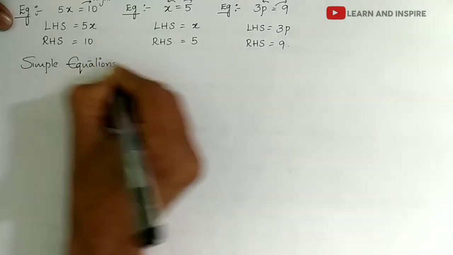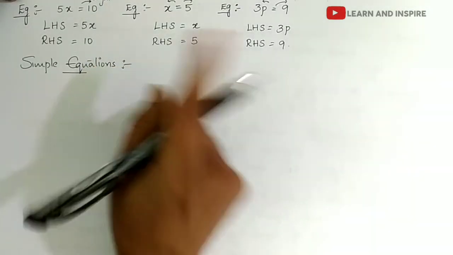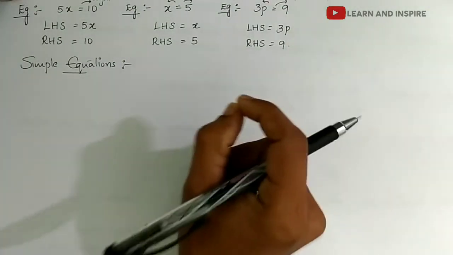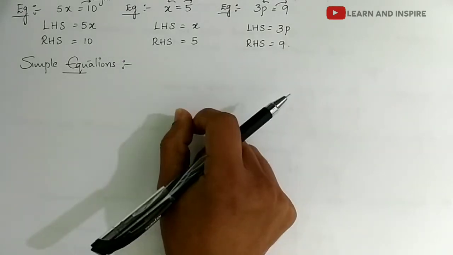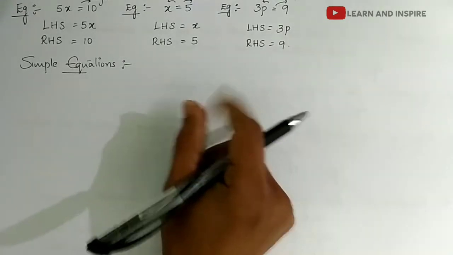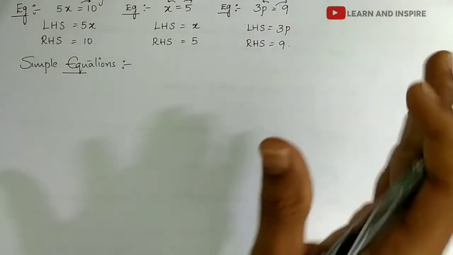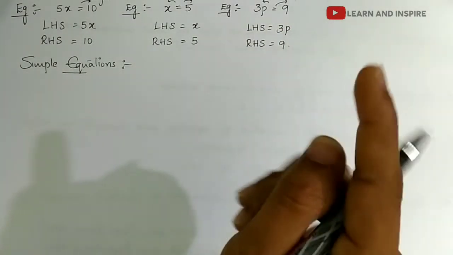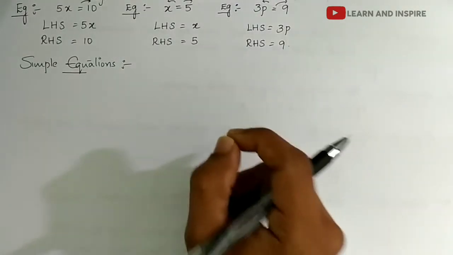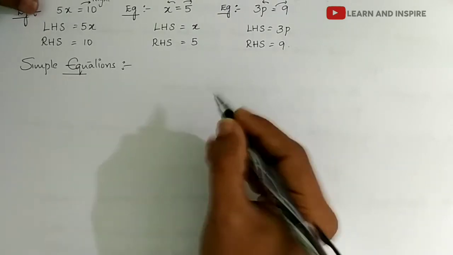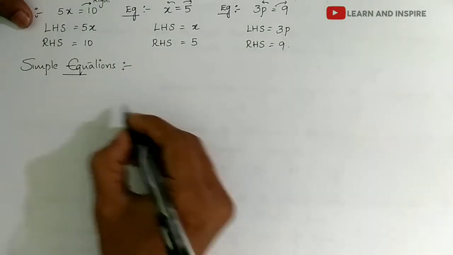So what is meant by a simple equation? An equation involving one variable and whose highest power is 1, then it is a simple equation. An equation involving only one variable, so it may be either a, b, c, d, so on, z, and whose highest power, that is degree, is 1, then we can say it is a simple equation. So I write a definition and we'll see a few examples related to simple equation.